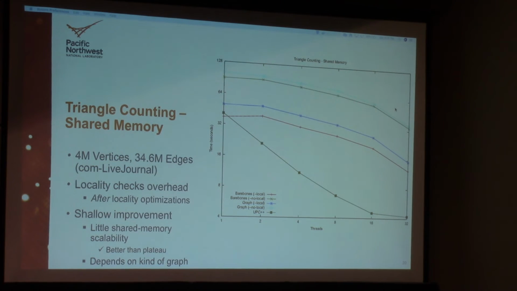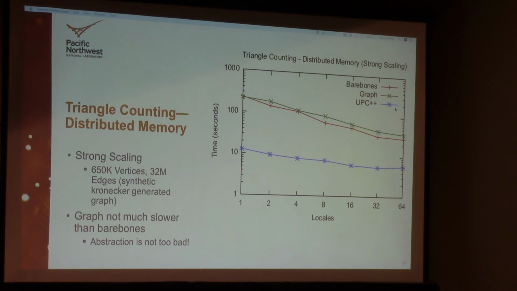But it's also interesting, depending on the kind of graph chosen. For this case, I have a real graph. The other one was synthetic, a Graph500 generated graph. This one is based on LiveJournal, and we get some scalability, but as you can see, it's nowhere near as well as in UPC++. And finally, this lack of scalability in shared memory can also be seen in the performance in distributed memory.